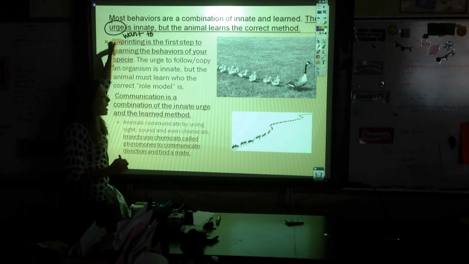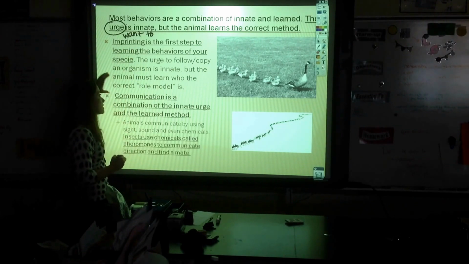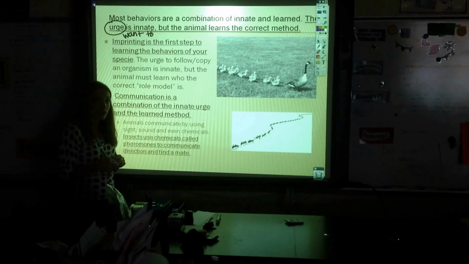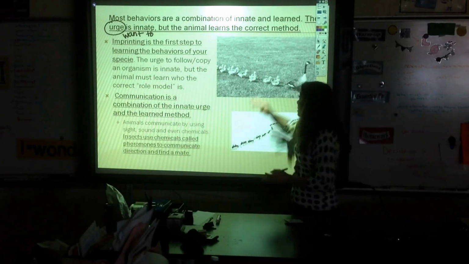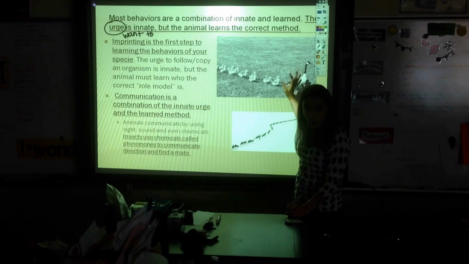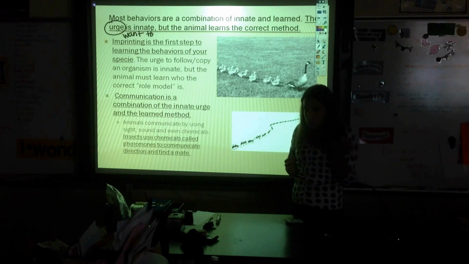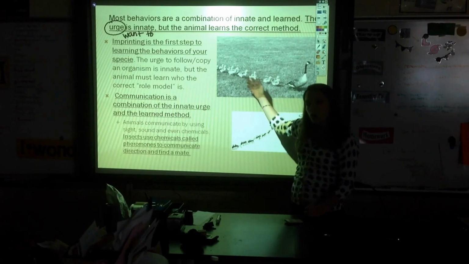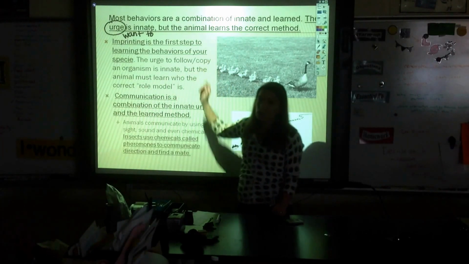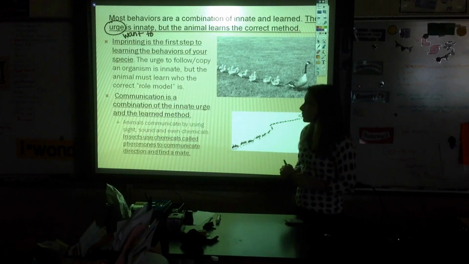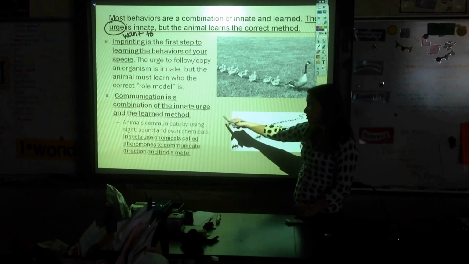So the urge, or all animals want to follow or copy an organism, but they must learn who the correct role model is. There's a really famous experiment with geese and some ducklings where they didn't put the mother there, they put a robot goose, or they put a stuffed animal goose, and they tried to see what the ducklings would do. And so they wanted to follow something, but they needed to learn who was the right role model.